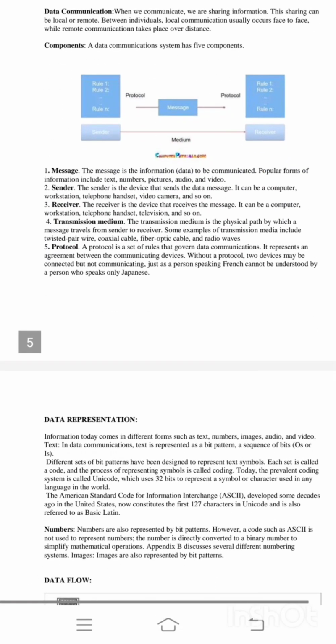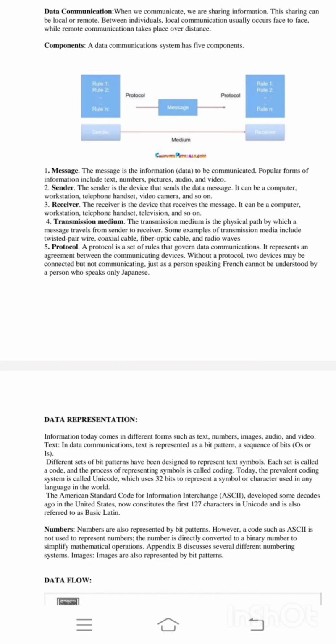Next, protocol. A protocol is a set of rules that govern data communications. It represents an agreement between the communicating devices. Without a protocol, two devices may be connected but not communicating, just as a person speaking French cannot be understood by a person who speaks only Japanese.